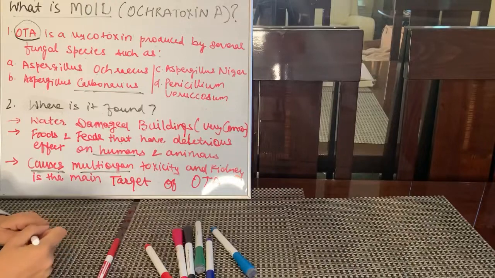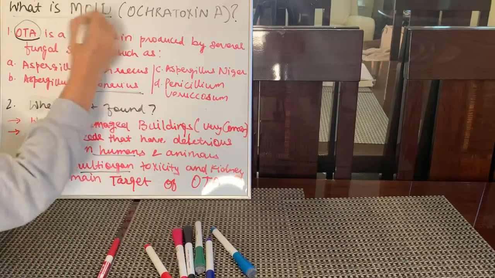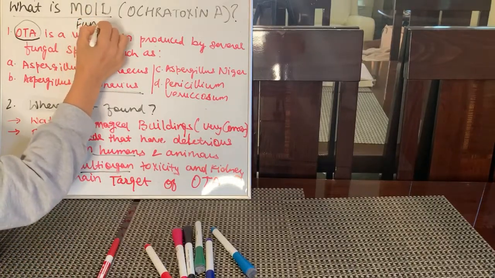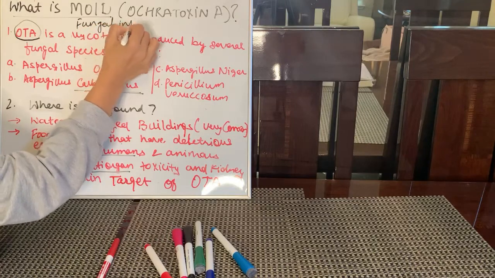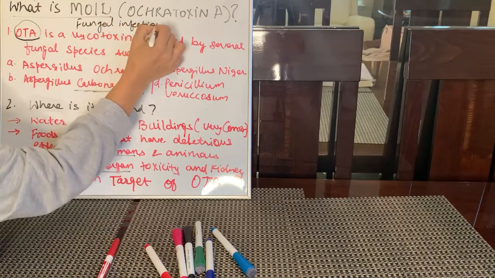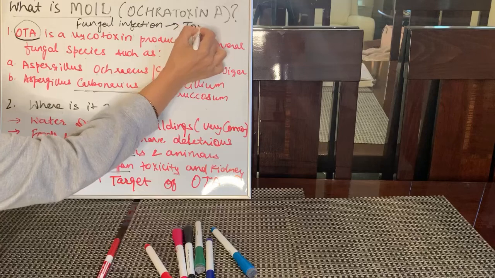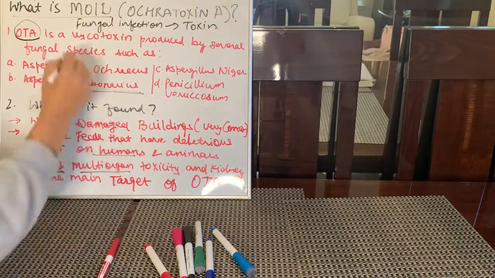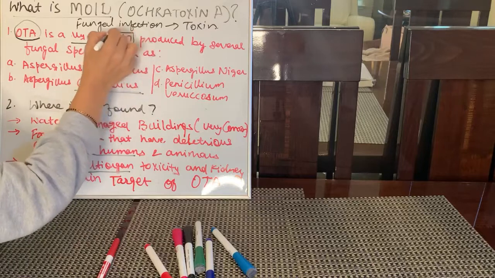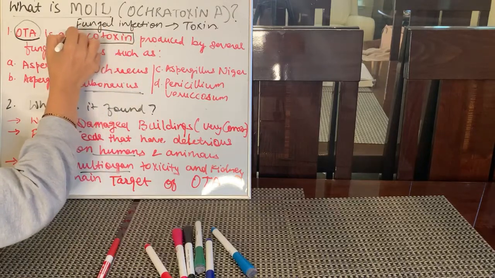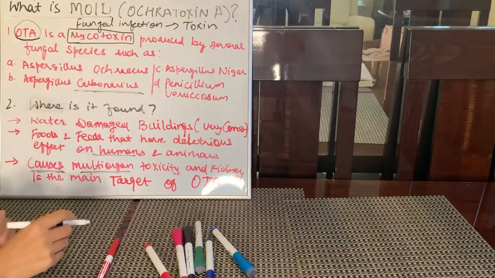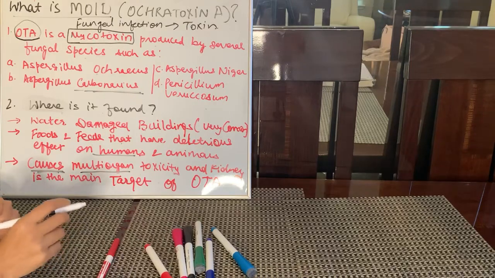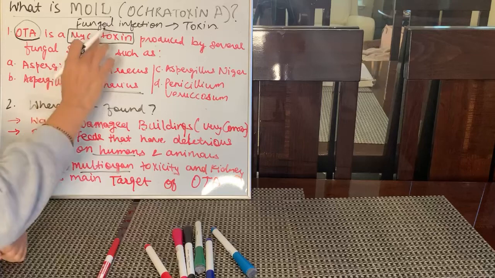What is mold infection? Mold infection is a type of fungal infection that produces toxin in your body called mycotoxin. So guys, how would you recognize or identify that you have a mold infection? You have to go for the mycotoxin test.